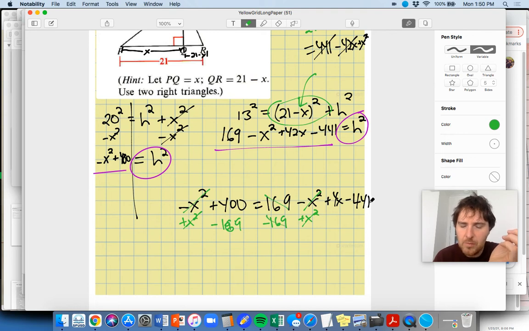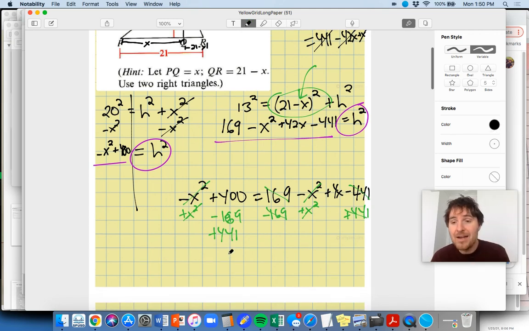That goes away. That goes away. I got to add 441 over here to get rid of that. Got to add 441 over here to make sure we keep the equation balanced. Okay, and then I have 4x isolated here. Okay, 400 plus 441 is 841 minus 169.